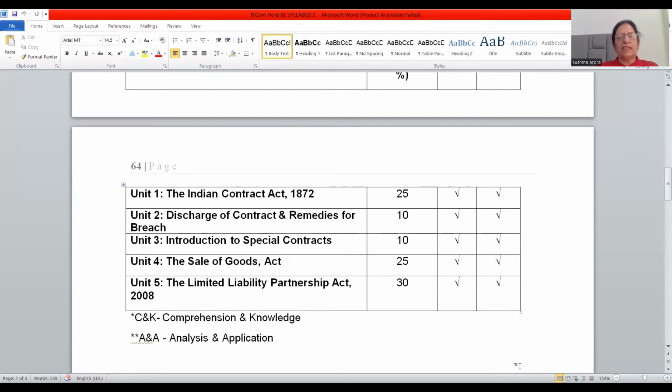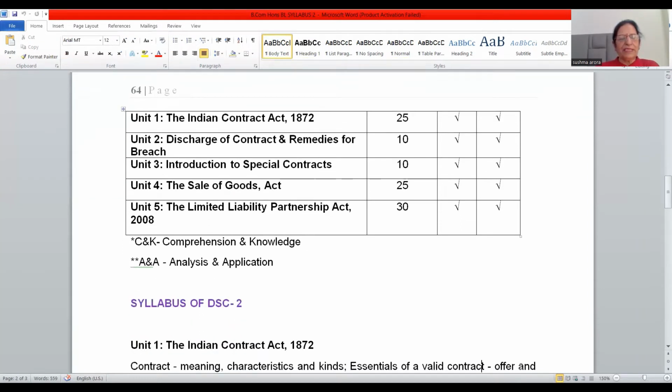Then Unit 2, discharge of contract and remedies for breach. This has got 10%. Then Unit 3, introduction to special contracts. This also has got 10%. The Sale of Goods Act has got 25% and the LLP Act has got 30%. So there are 2 units, Unit 1 and Unit 4, which have the same weightage, which is 25%. And Unit 2 and 3 have the same weightage and the maximum weightage has been given to LLP Act, which is 30%.